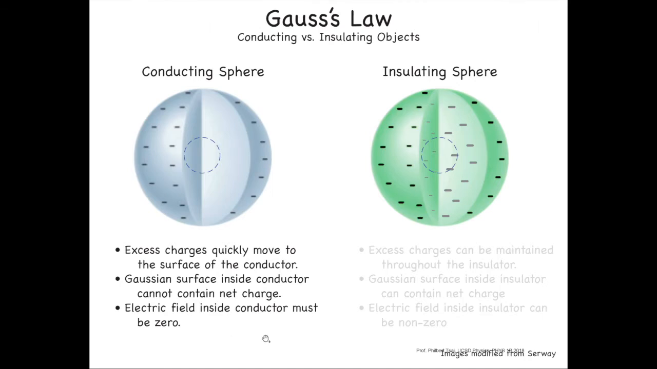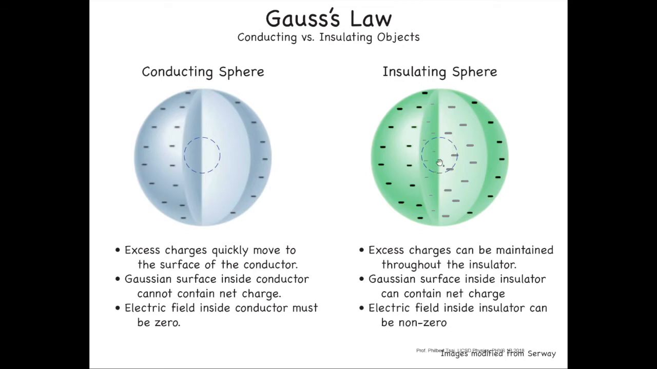By comparison, if we had a styrofoam ball, something that's insulating, and I somehow were able to create excess charge and put it in and distribute it throughout the sphere, then those excess charges would be able to stay there, right? Because charges can't migrate through an insulator. So we could actually stick them there and they would stay there. That would mean that a Gaussian surface that you place inside an insulator could actually contain net charge, right?